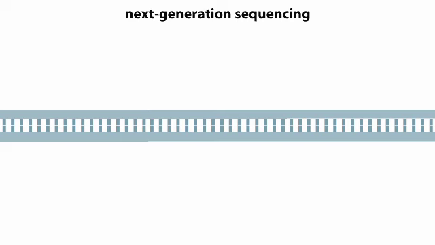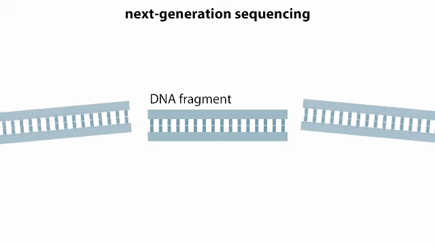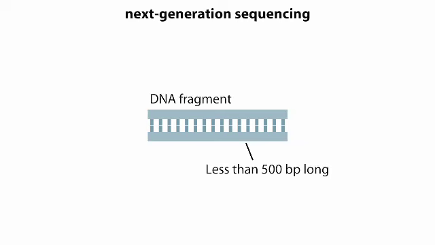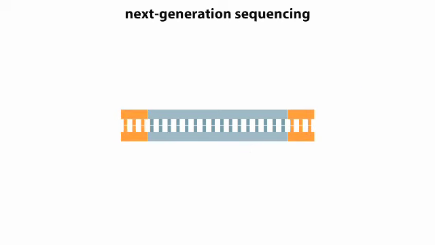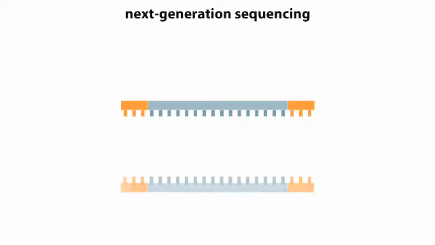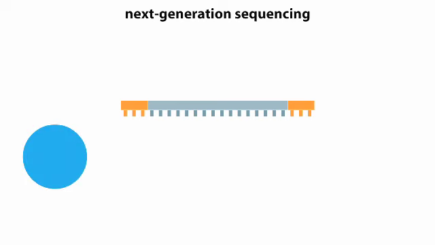The method used for sequencing the Neanderthal genome is called pyrosequencing, an early second-generation method that is no longer widely used. If the DNA starts out intact and long, it must first be broken into pieces that are less than 500 base pairs in length. Short oligonucleotides, called adapters, are ligated to each end. The DNA is then separated into single strands. The adapters enable the fragments to be attached to metallic beads.